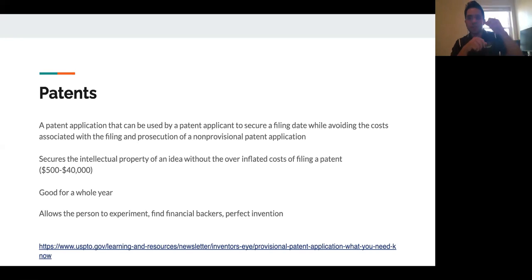I don't have it fully developed yet. I don't know what it entails, what problems it will solve, but I have this idea and I want to secure the intellectual value of it before anyone else can reserve the intellectual value. And typically they're on the lower end of the cost spectrum, which is around $500 to $1,000 for a provisional patent. It's good for a whole year. And again, it allows that person to experiment, find financial backers, and perfect the invention.